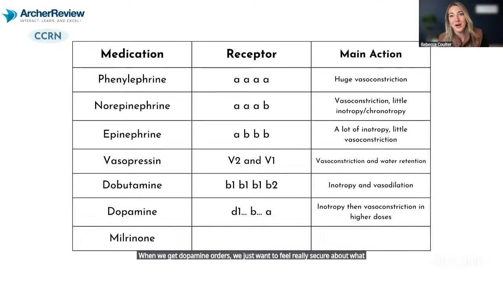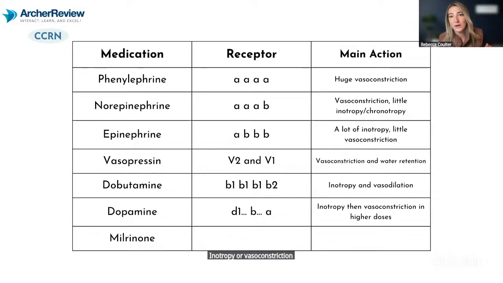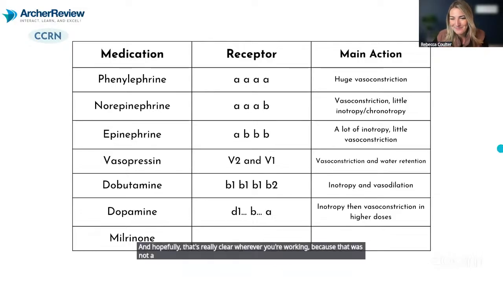So when we get dopamine orders, we just want to feel really secure about what our goal is here. Are we trying to cause renal perfusion, inotropy, or vasoconstriction? Because that is going to determine how we titrate this medication. And hopefully that's really clear wherever you're working, because that was not a fun experience for me.